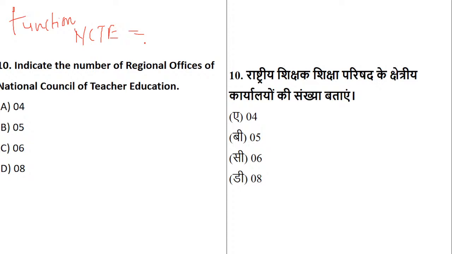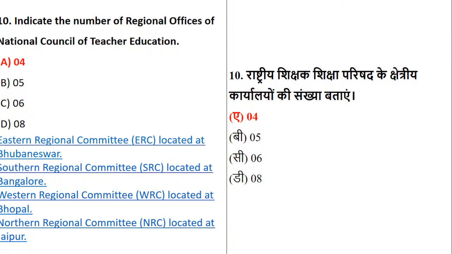Okay, so yes, let's understand. First of all, the right answer is that there are totally 4 regional offices. I have listed the regional offices also, that is where they are located, zone-wise. Now the National Council for Teacher Education was founded in 1995. In 1995, make a note if you have your notepad with you, 1995.